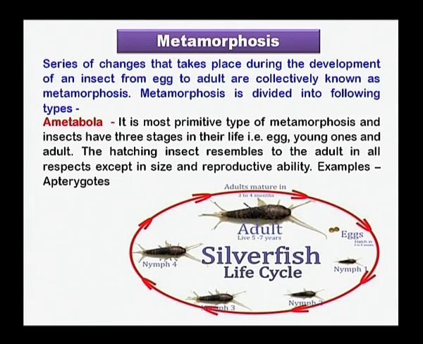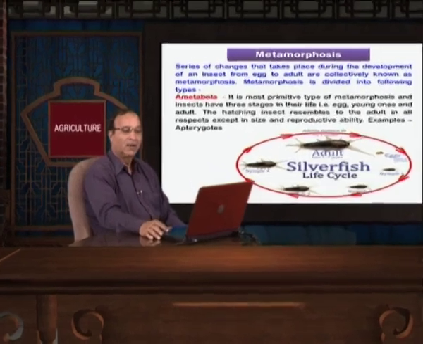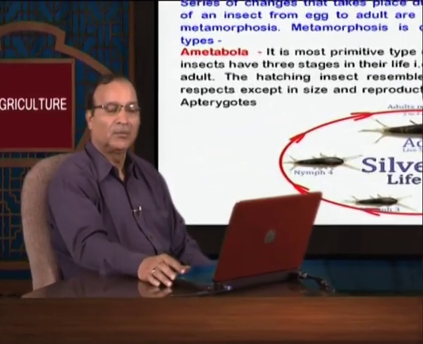The first type is ametabolous. This is a primitive type of metamorphosis, and insects have 3 stages in their life cycle, that is egg, young ones and adults. The hatching insect resembles the adult in all respects except in size and reproductive ability, it means the genitalia is not fully developed, and the examples are apterygote types of insects.